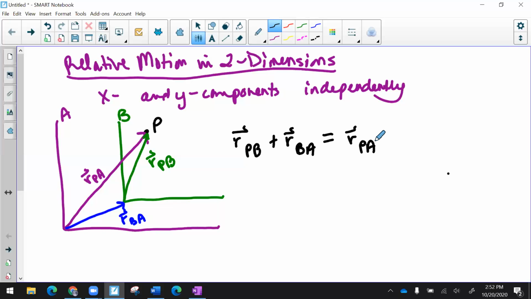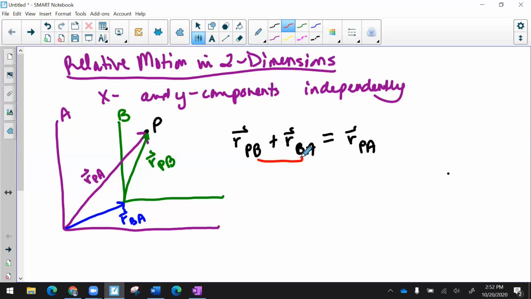Okay. And remember that we had that kind of little trick where these inside indices should be the same when I was making a chain of things. So I would say the position of P with respect to B plus the position of B with respect to A gives me the position of P with respect to A. You okay, Annabelle? Okay. With the mask, I can't tell.